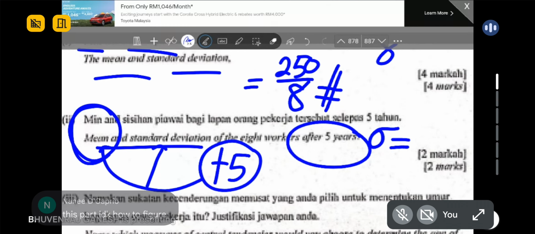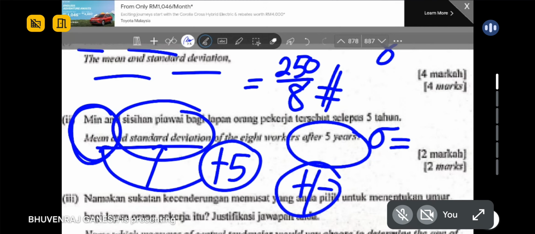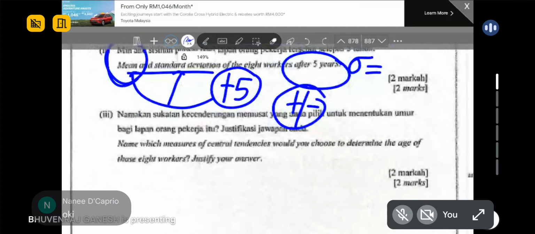Ingat, okay, only mean is affected by plus or minus. Remember this. Standard deviation is only affected by times or divide. Darab atau bahagi saja akan mempengaruhi sisihan piawai. Understand? Do you guys get the concept? So plus and minus always affect the mean. Okay, so kamu kena tambah 5 lah.